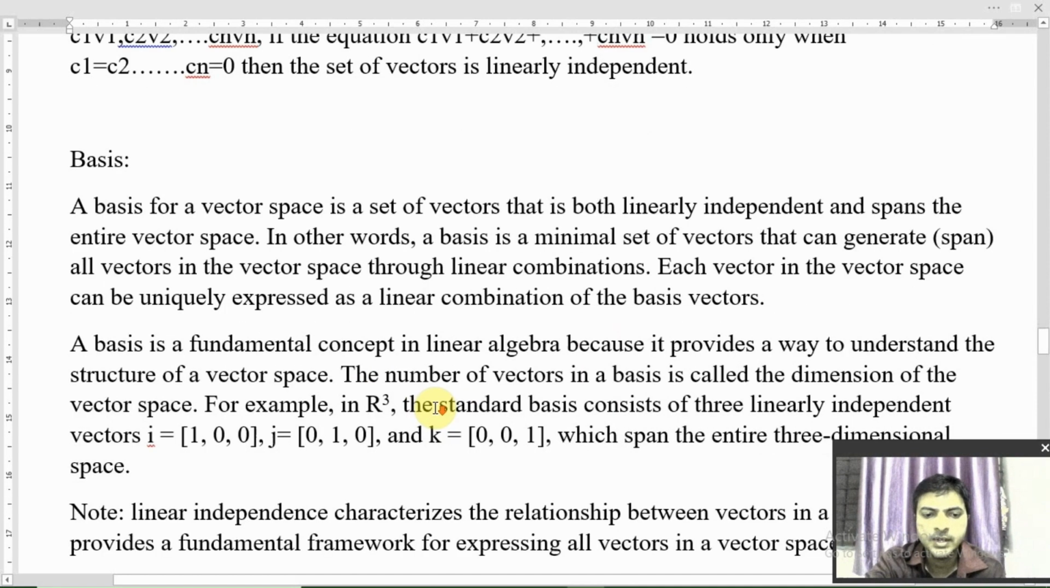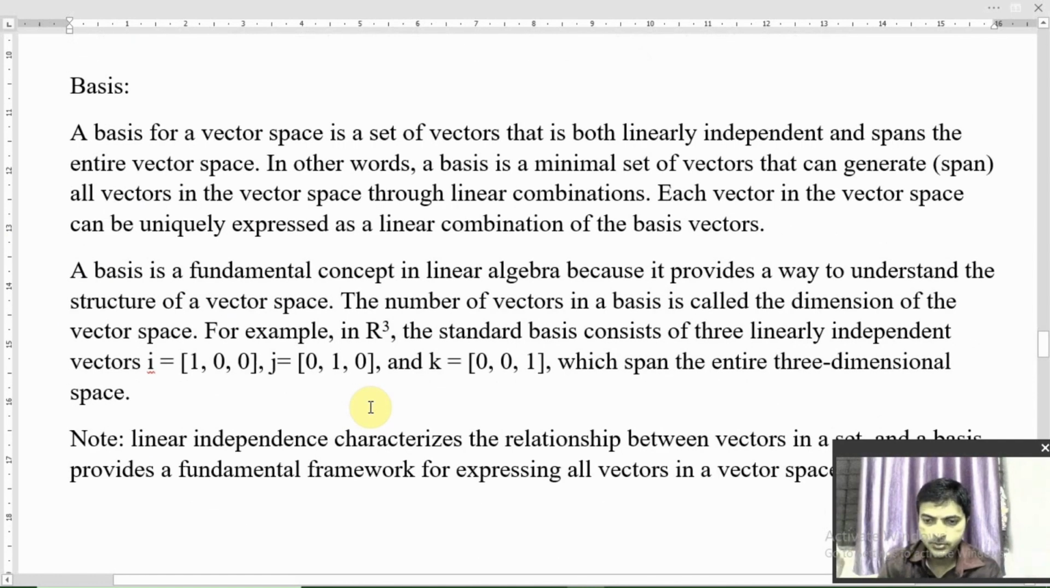A basis is a fundamental concept in linear algebra because it provides a way to understand the structure of a vector space. Yes, students, very important. Why do we study basis in the vector space? Because it gives the structure of the vector space. It may be 2 dimensional, 3 dimensional, a matrix, real numbers or complex; its structure we can easily understand using the basis. The number of vectors in the basis is called the dimension of the vector space.